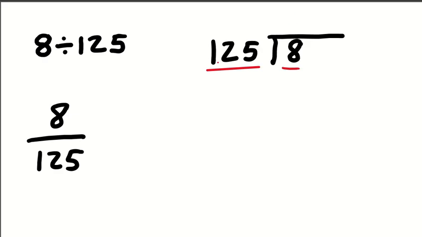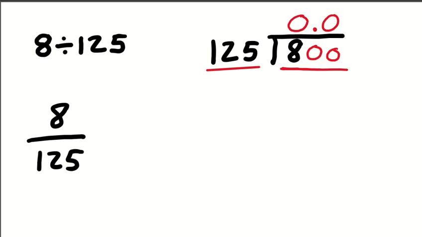It will go 0 times. It's too big. We can't make that happen, but we can put a 0, and we can put a decimal, and thus we can bring down another 0. And ask ourselves, how many times will 125 go into 80? Well, it's still not big enough. We have to put a 0 there, and we can bring down another 0 here. And we ask ourselves, how many times will 125 go into 800?